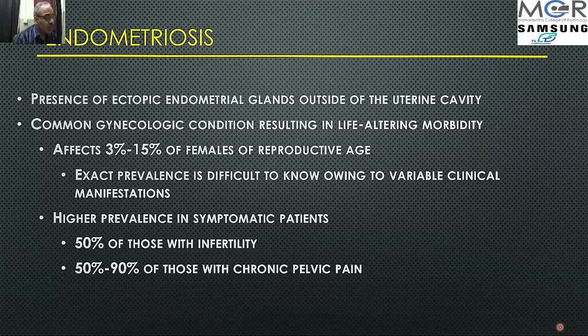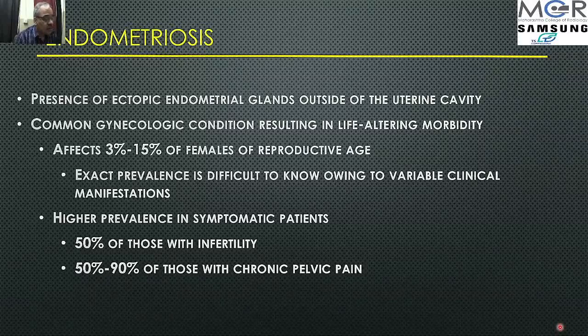There are many theories about how these endometrial glands get implanted outside the uterine cavity. One is the retrograde efflux of these endometrial cells during menstruation into the peritoneum, and it is said that that is the reason it occurs in the most dependent parts of the pelvis. Another theory is that peritoneal cells and endometrial cells have a common embryological origin, and that also results in these ectopic endometrial glands outside the uterus.